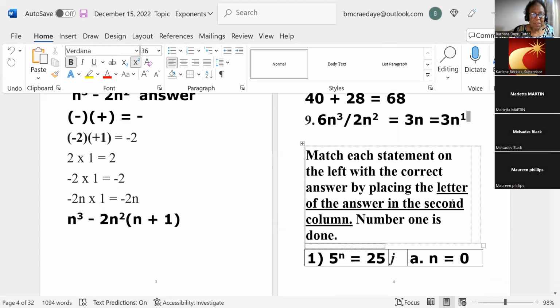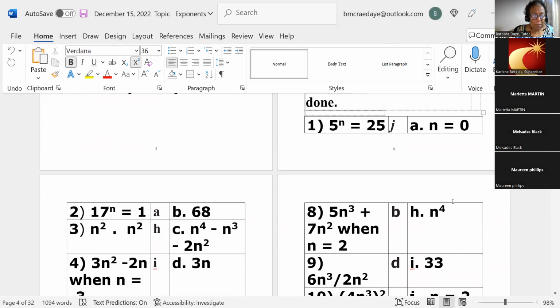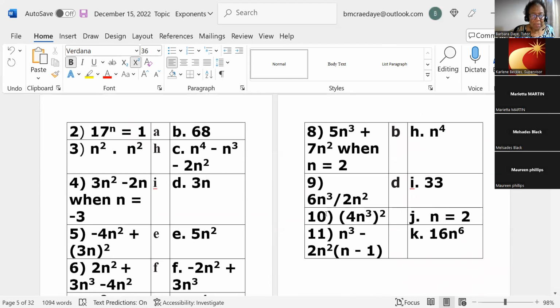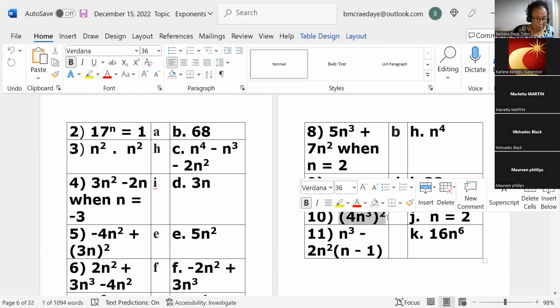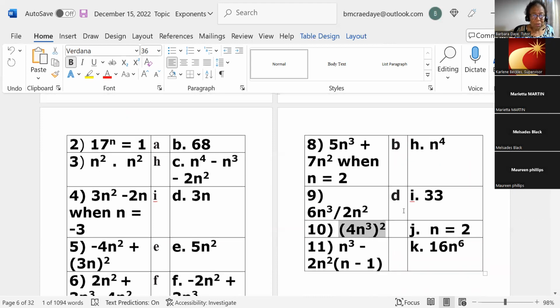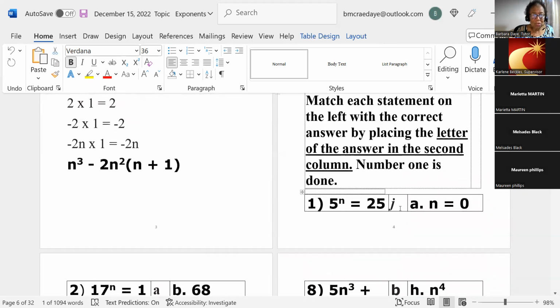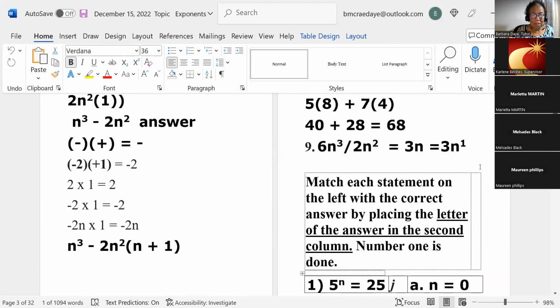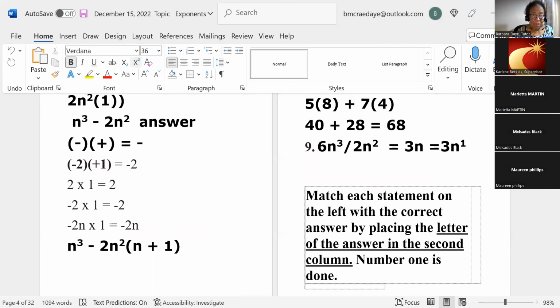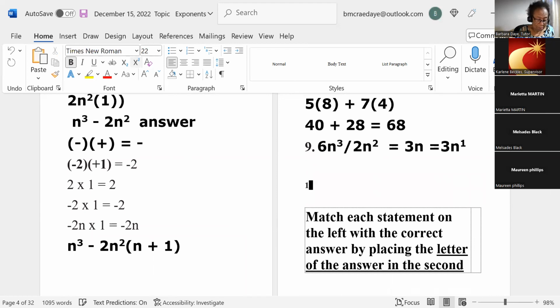Okay, let's go to number 10. Number 10 is a power to a power. So let's just take this. Maureen, did you do that one? Well, you did it, but I think you did it incorrectly, right? No, it wasn't correct. Okay, so number 10.